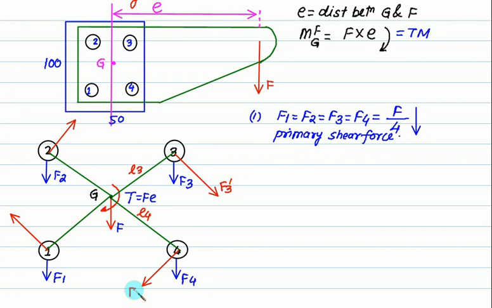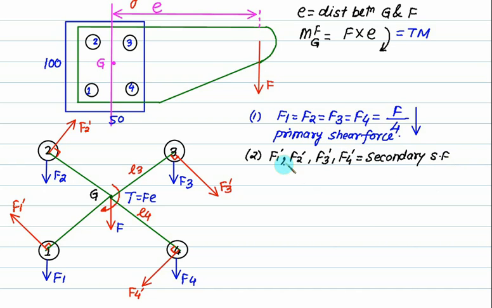Let's call this one F4 double dash, F4 dash. This one is F1 dash. This one is F2 dash. Every time it is perpendicular. Each time, according to the definition of moment, force multiplied by perpendicular distance. So at every point we have two forces. One is primary, and the second forces are F1 dash, F2 dash, F3 dash, and F4 dash. These are called secondary shear forces.